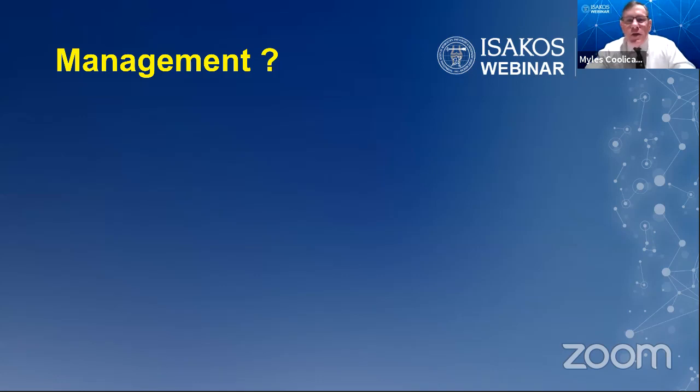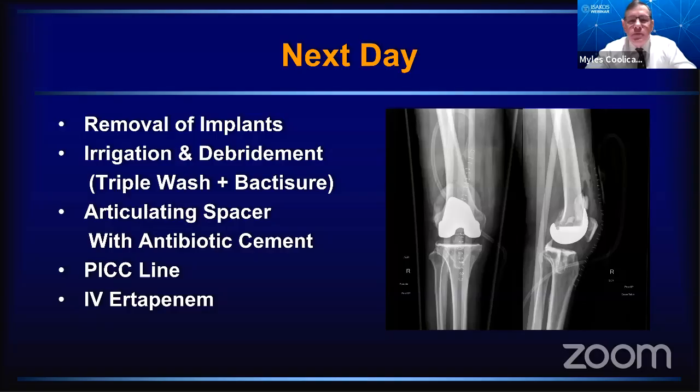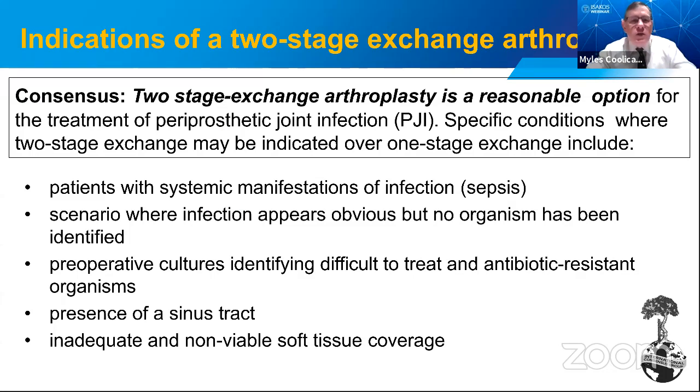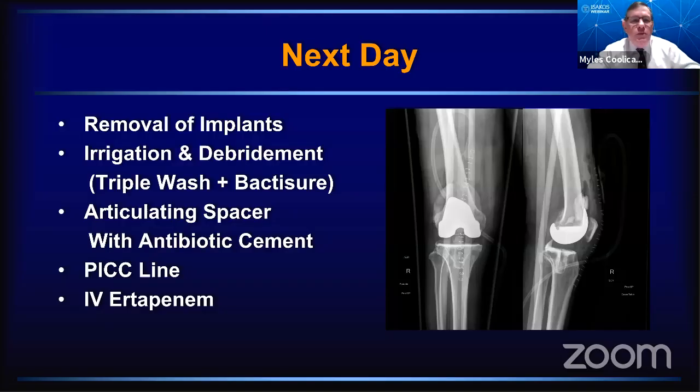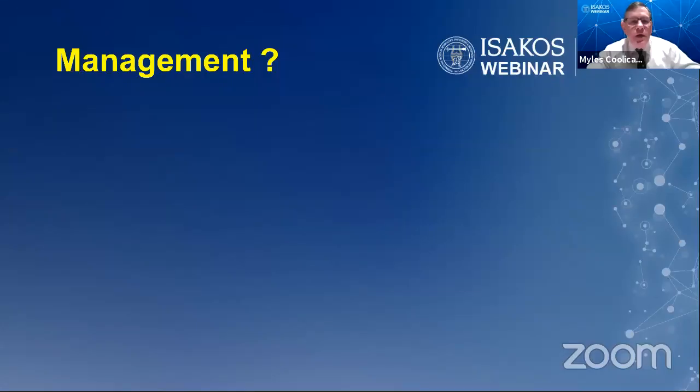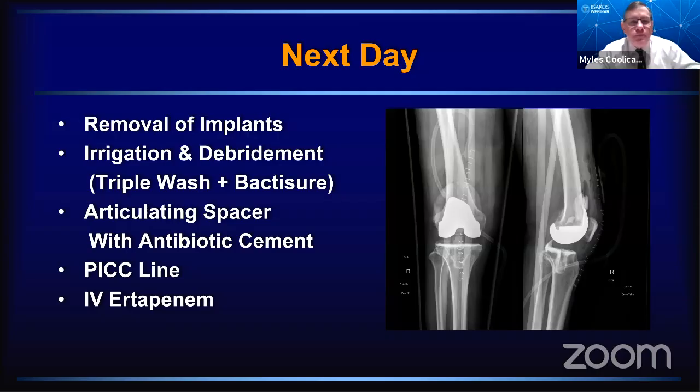I don't hear anything different. Can we just move forward there, Mike? Again, I'm still having trouble moving the slides. There we go. So the following day, he had removal of the implants and irrigation and debridement with an articulating spacer, antibiotics, and a PICC line, and he had IV antibiotics.